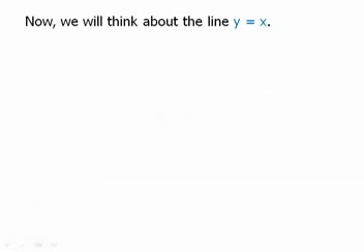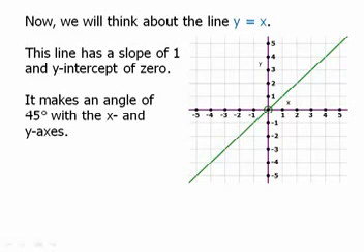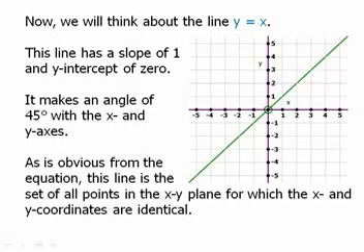Now, a little harder, we'll think about the line y equals x. This line has a slope of 1 and a y-intercept of 0. It's a very special line. It makes an angle of 45 degrees with the x and y axes. As is obvious from the equation, this line is the set of all points in the xy plane for which the x and y coordinates are identical. There are no points for which the x and y coordinates are identical that are not on this line.